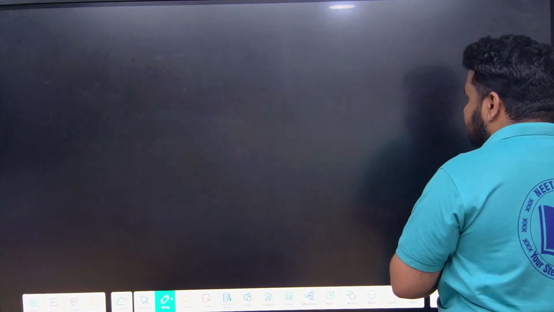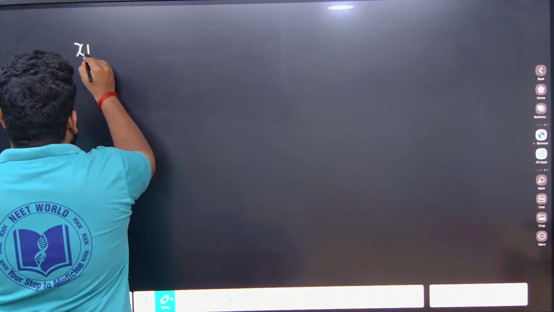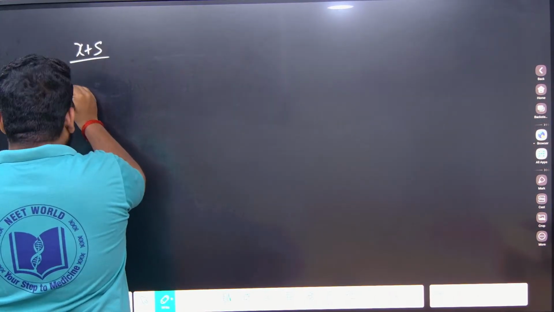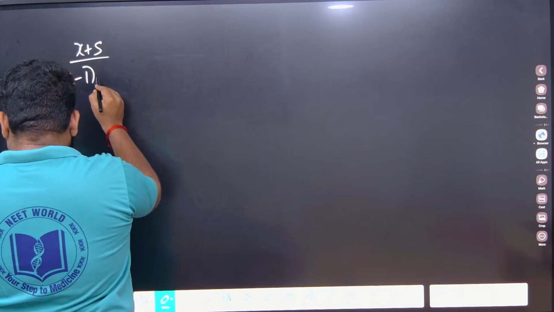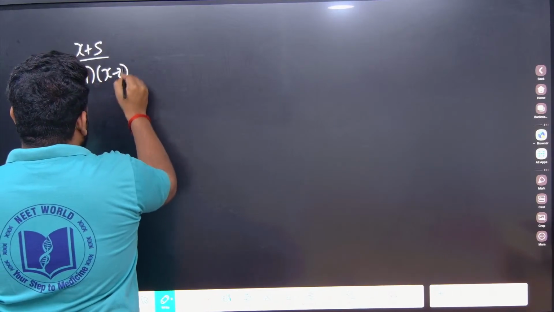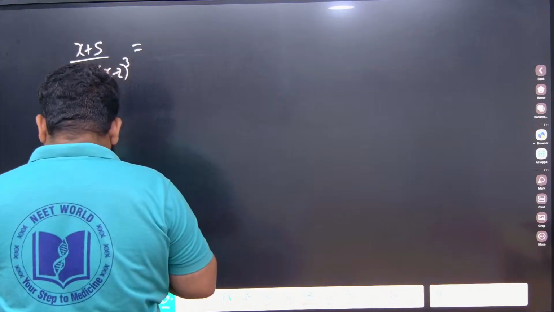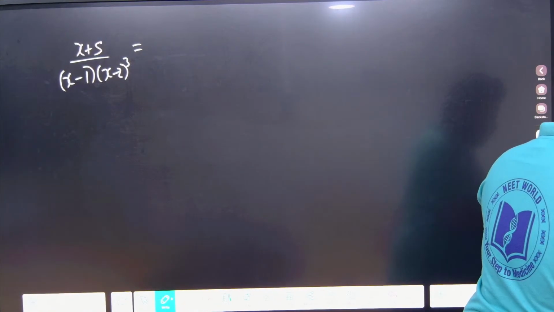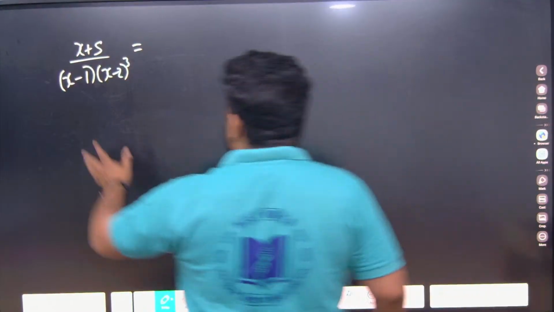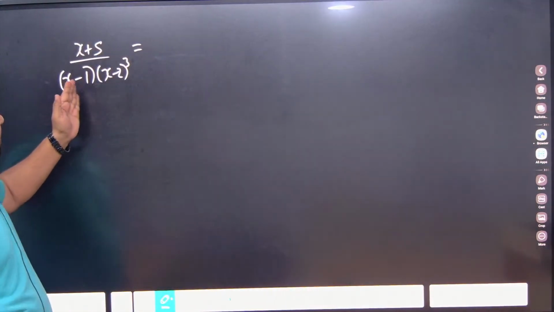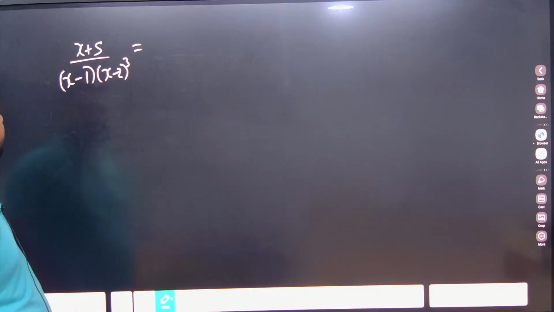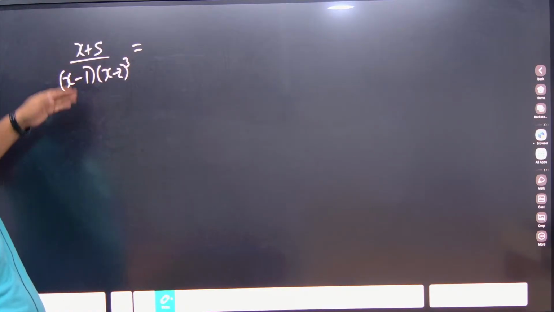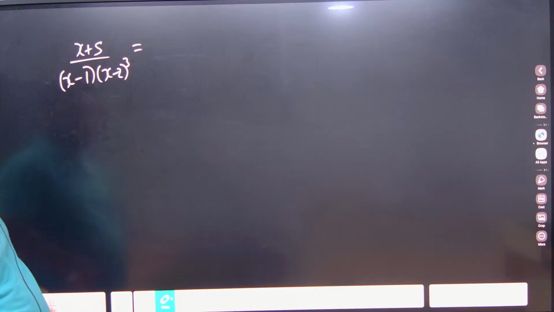Suppose we are having a question like (x plus 5) by (x minus 1) into (x minus 2) whole cube. Please pay attention, very important. If you are having a question like this, (x plus 5) by (x minus 1) (x minus 2) whole cube, definitely this is a proper fraction. Here degree is 1, here degree is 4. This is a proper fraction. Now this I can write as what?